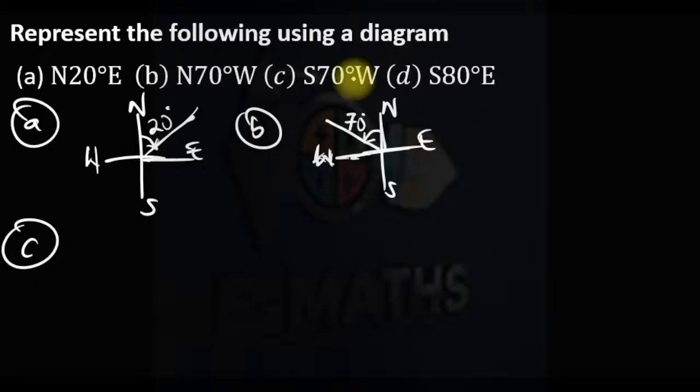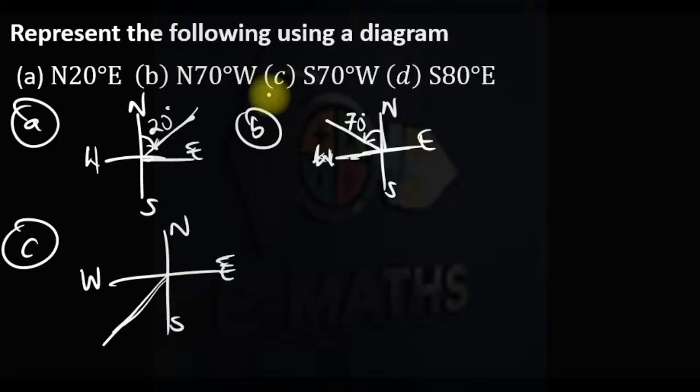So why this? The third one, southwest. So we'll draw north, south, east, west. So this is it. This is west. So 70. So that's it. So this is our 70. South 70 west.